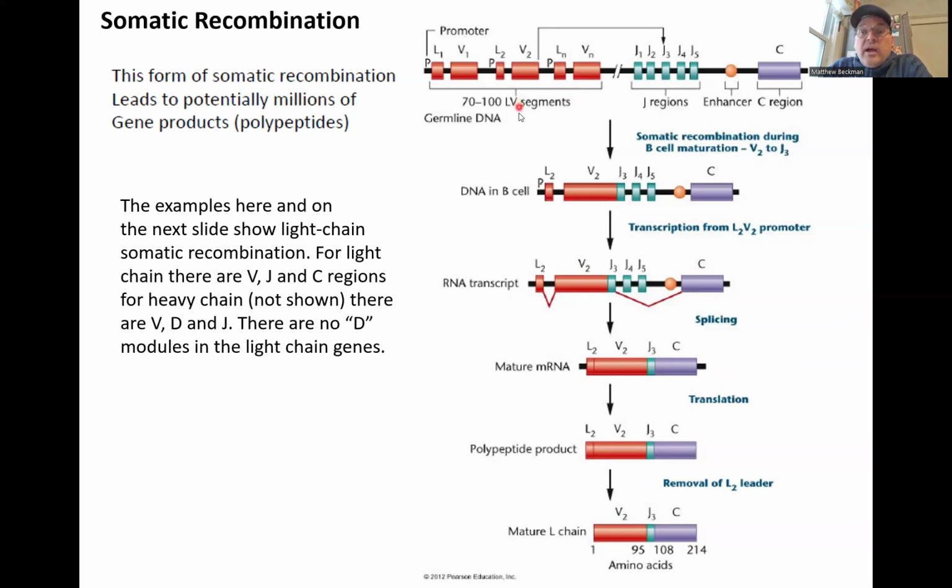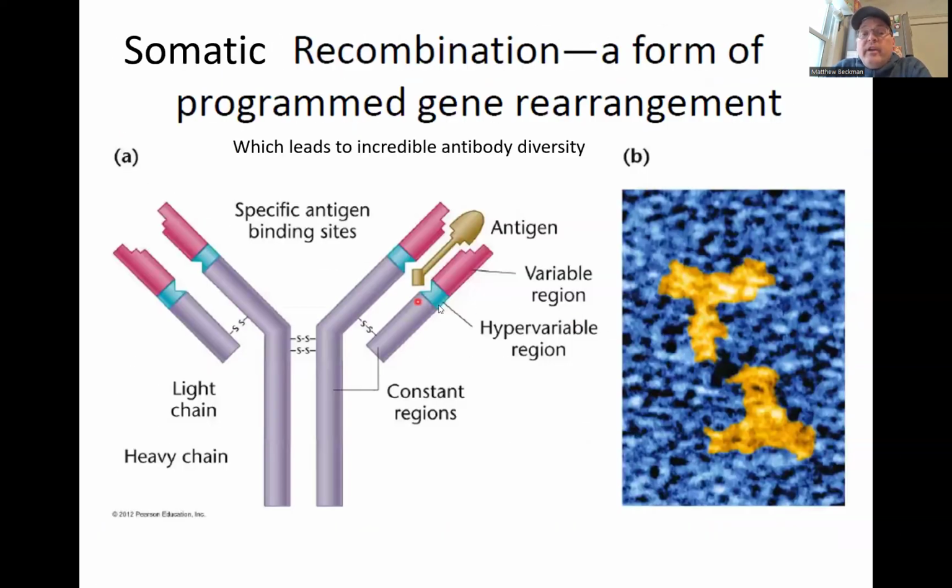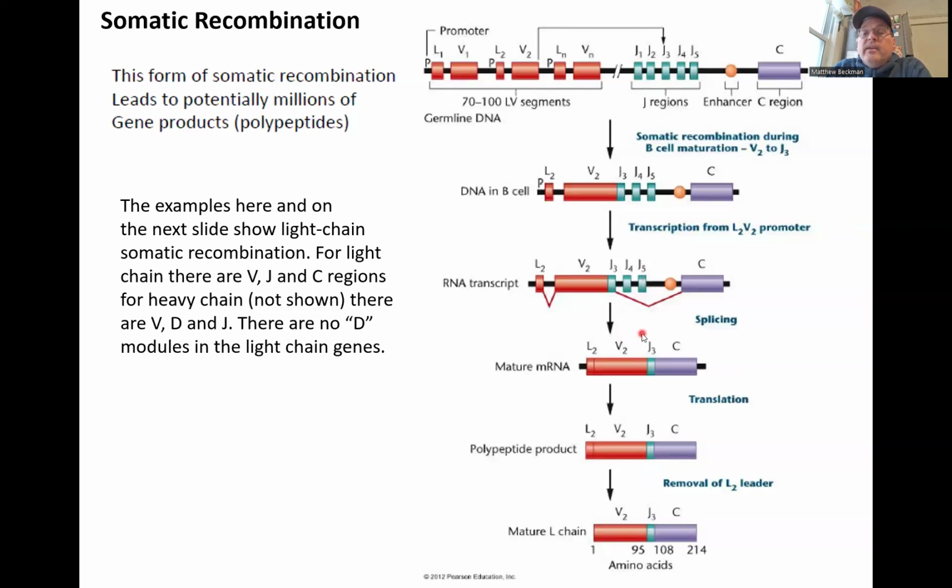And so imagine the combinations. We could have 100, and to do that math, we do the product rule. So we've got 100 times 5 times 1. So we could have 500 different outcomes here. And that's not including the fact that the hypervariable region can mutate and cause other mutations. And this is just for one of the 5 classes of antibodies, okay?